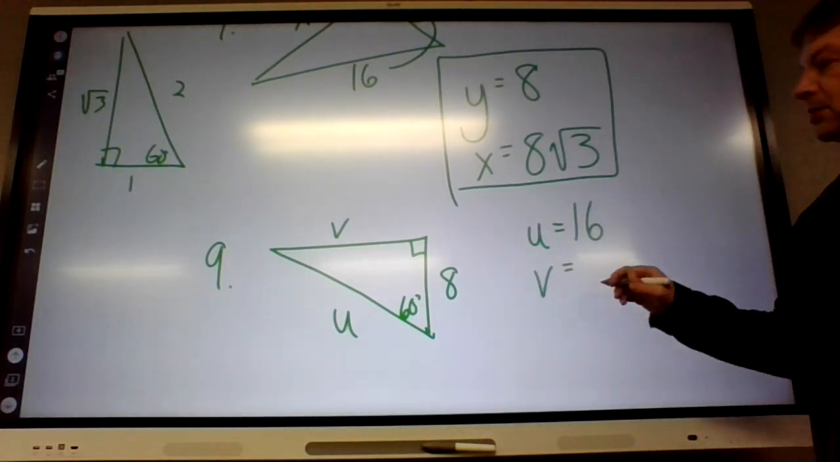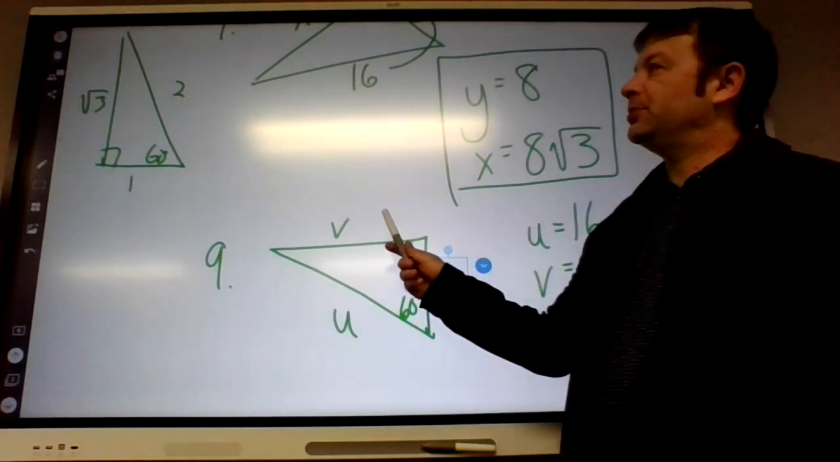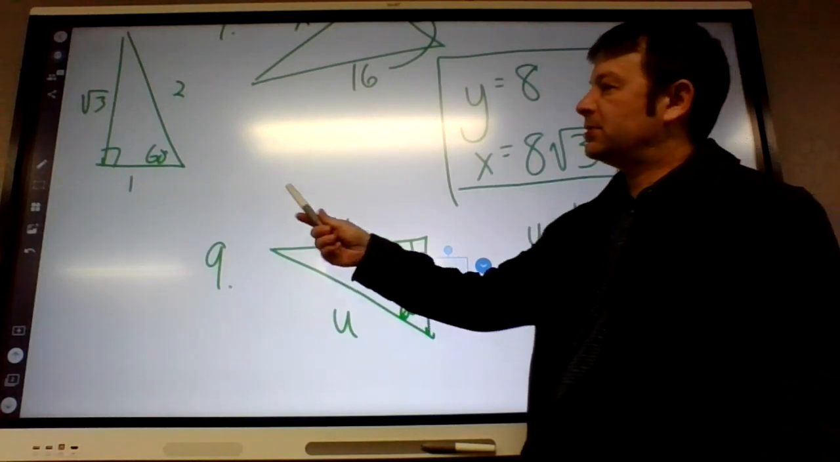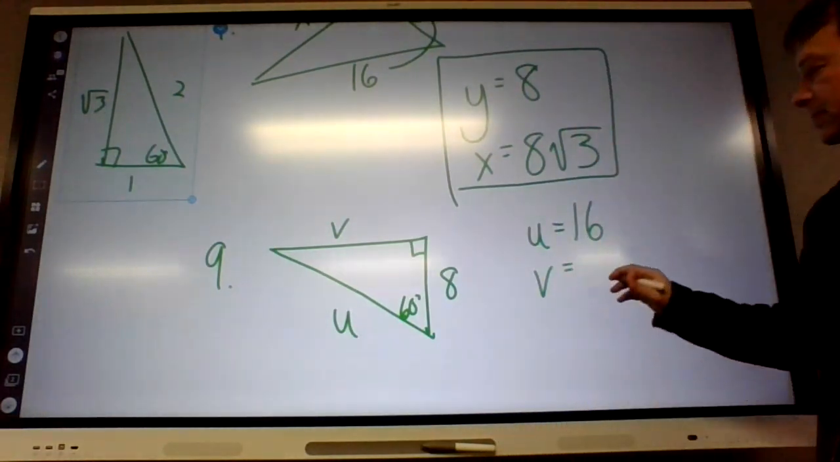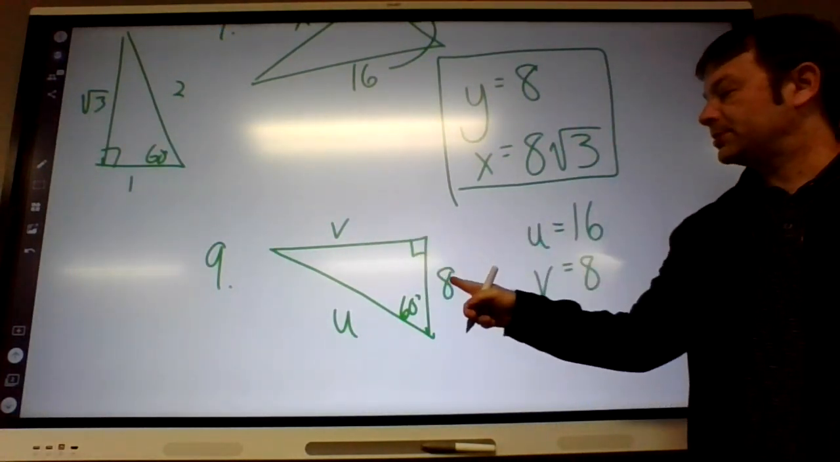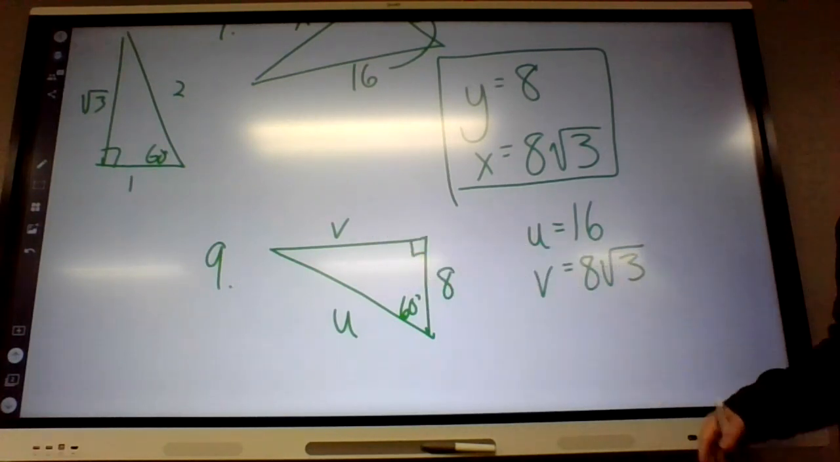Wasn't this the exact same? How do we go from the short leg to the long leg? Times square root of 3. So it's 8, yeah, short leg to long leg is times square root of 3. From here to here is times square root of 3. So it's 8 square root of 3. Yeah, it's the same triangle as the last problem.